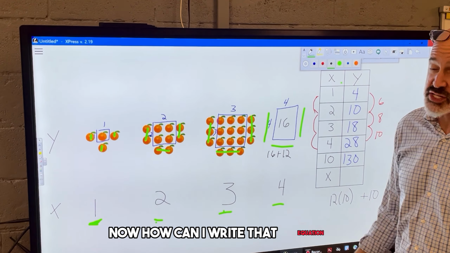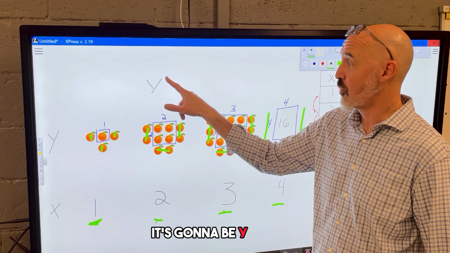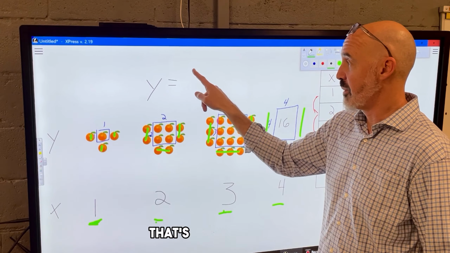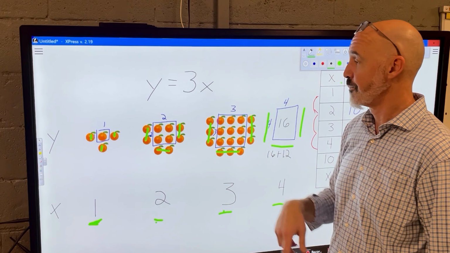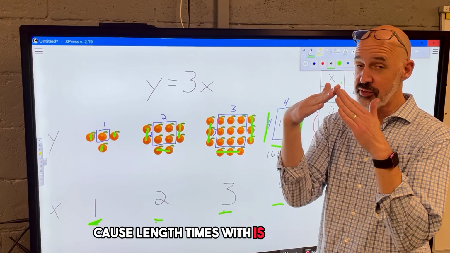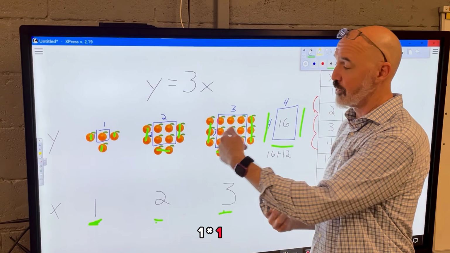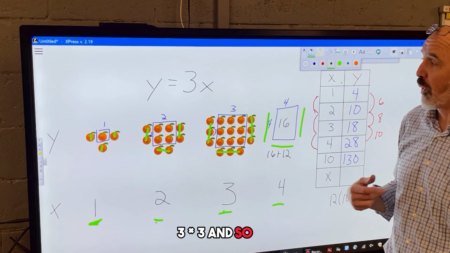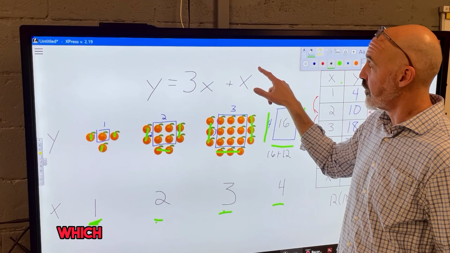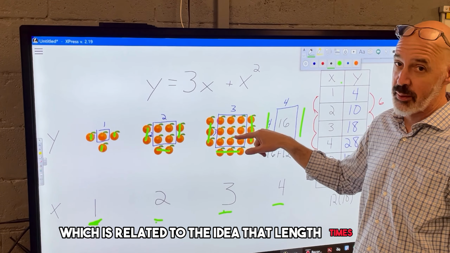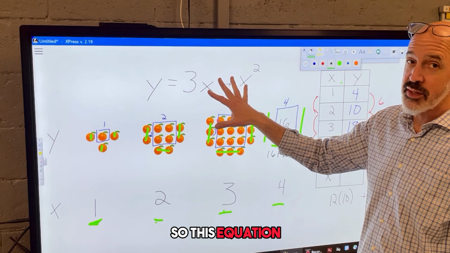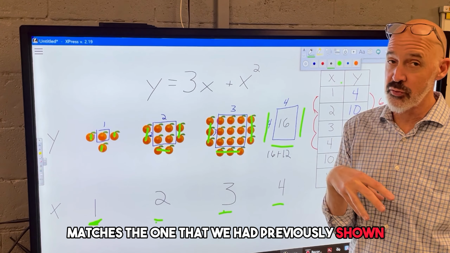Now, how can I write that equation? It's going to be y equals, well, I have the iteration 3 times. That's going to be the 3x. And then I have x squared, right? Because length times width is just x times x, 1 times 1, 2 times 2, 3 times 3, and so on. So it's 3x plus x squared, which is related to the idea that length times width, if it's the same, it's just side squared. So this equation matches the one that we had previously shown.